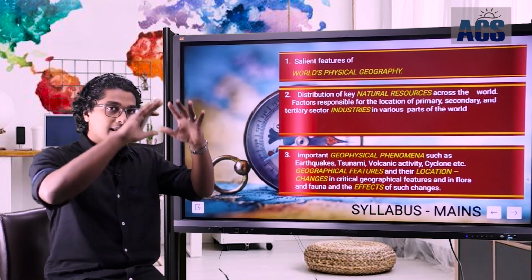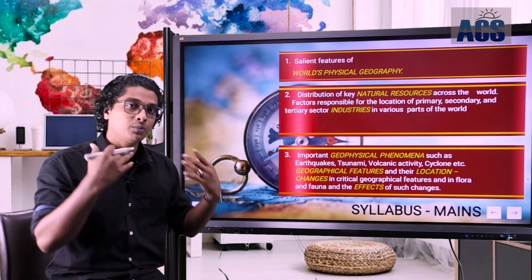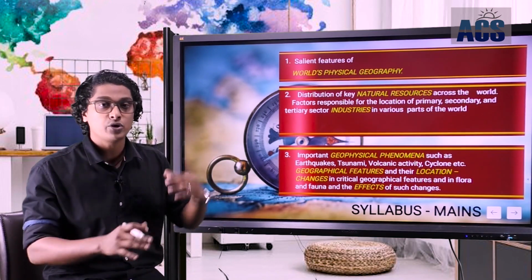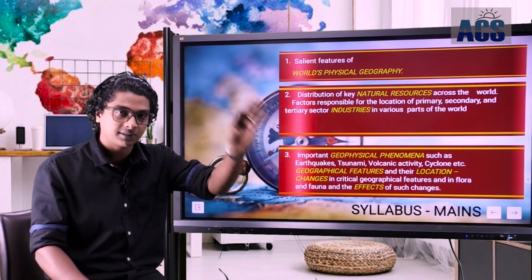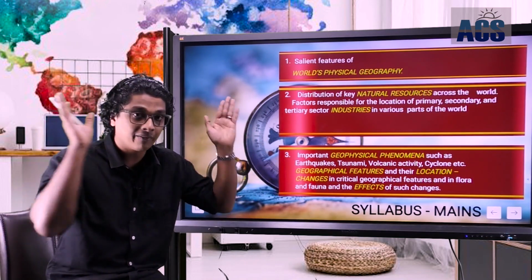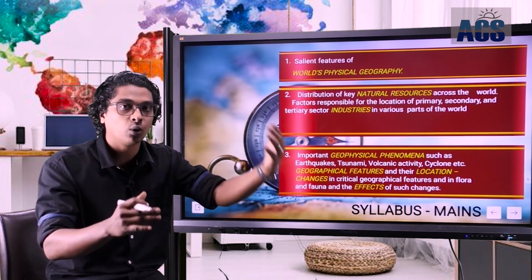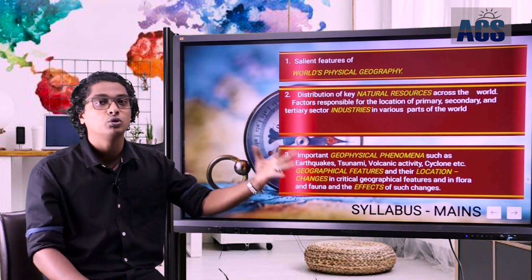So in the entire physical geography, we'll also be studying various geographical features, and you need to know why they are located in specific areas, and you need to be aware of what changes they are going through, as well as the effect of those changes.